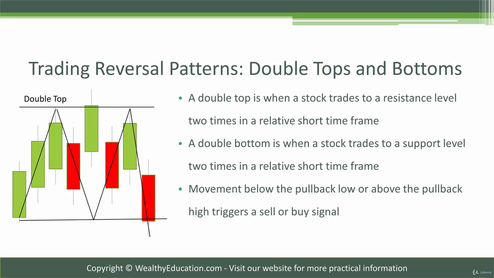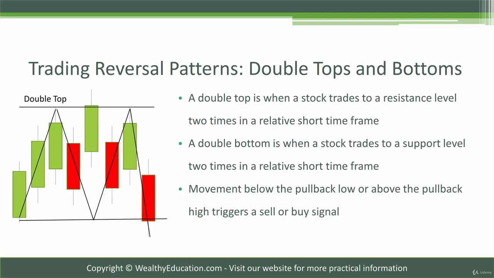So basically with a double top, you have sort of an M pattern, and with a double bottom, you're going to have a W pattern. And when the stock breaks out of the pattern, as it does here on the right side of this graph, and moves lower, that is your signal to either sell the stock if you're long or go short the stock.